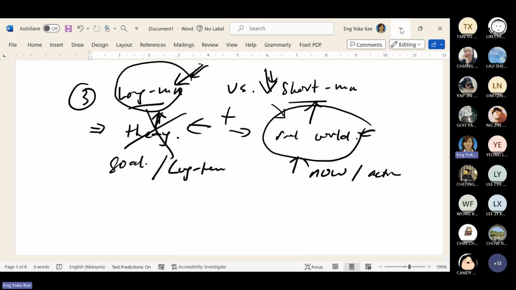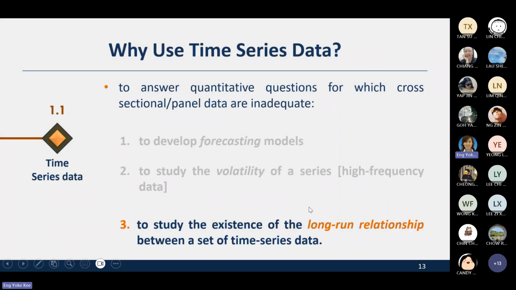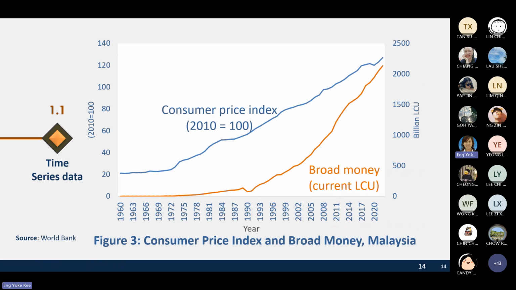So there is another unique offering that time series data gives us: to study the existence of a long run relationship. Okay, look at this case. This is the movement of the consumer price index. This is the broad money. Broad money is the amount of money that the central bank prints. Normally, the government says, in crisis time, lots of firms are suffering, so how do you save the nation? Very simple, you print more money. Can we do so? That is the question.